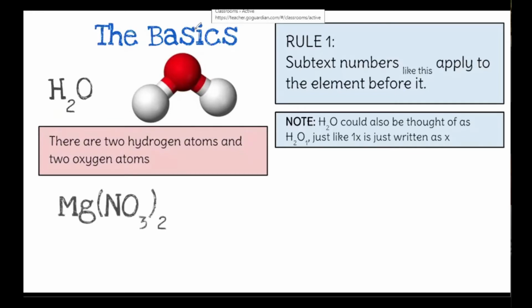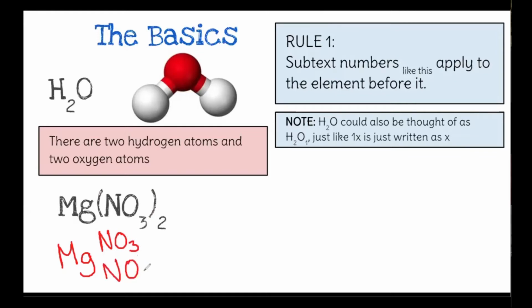This is where it's going to start looking a little bit more complicated. What we have here is a magnesium atom and 2 of these groups. So this nitrogen with 3 oxygens, I have 2 of these. On the video that I posted earlier, the teacher wrote it out like this. So if you're a visual learner, this is how you could visually represent it to see that there are 1 magnesium, 2 nitrogens, and 6 oxygens.